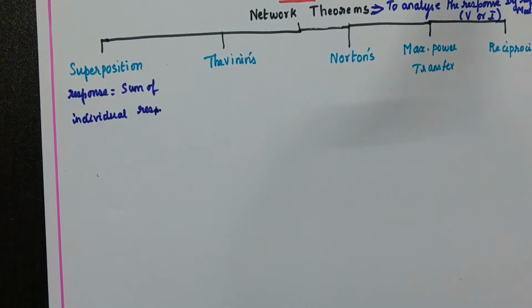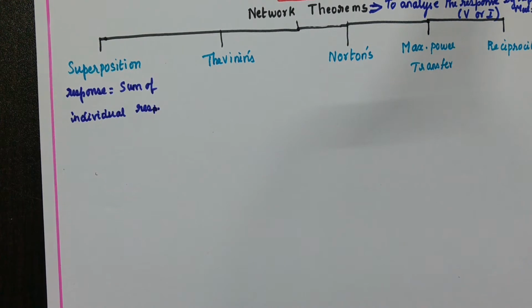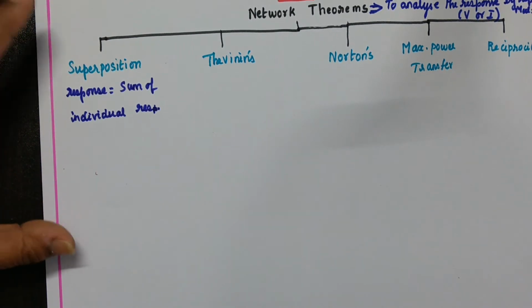This individual response is nothing but the response of a circuit if one source is acting alone. If a circuit contains two or more sources, first one source is applied and we can find the current or voltage, then the next source is applied and we find the current or voltage, and then the sum of those individual responses is equal to the response of the total circuit. This is the superposition principle.